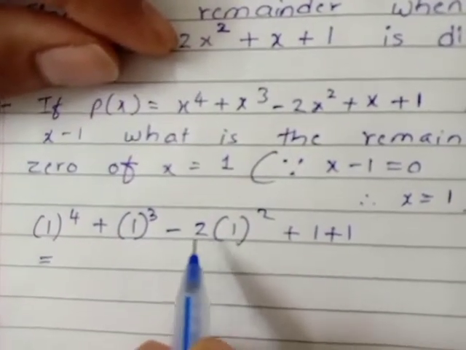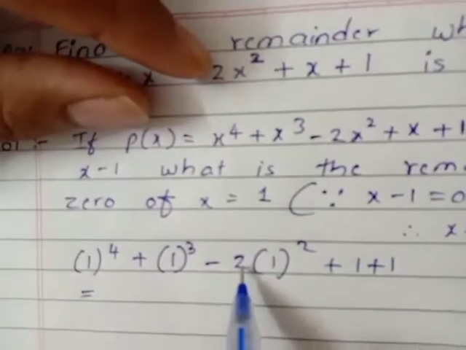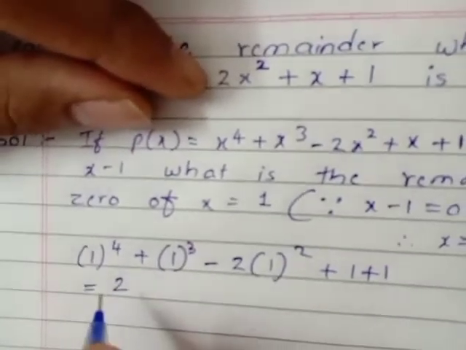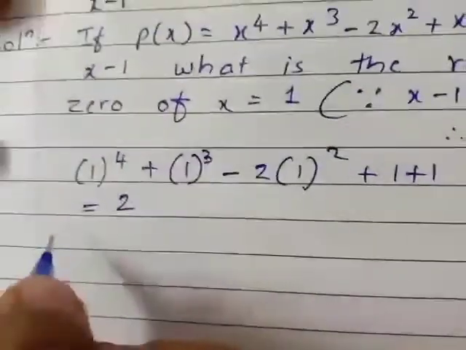1 square is 1, 2 ones are 2, so 2 minus 2 is 0. Okay, and this 1 plus 1 is 2, so the answer is 2. Okay, how will we write now?